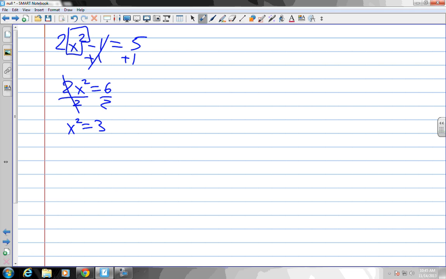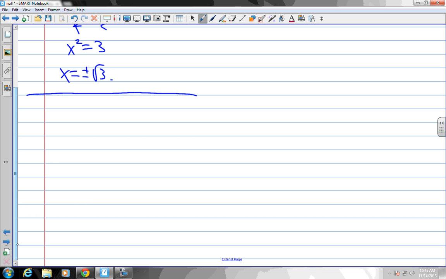So I'll isolate the square term, and then just take the square root of both sides, so x equals plus or minus the square root of 3, and we're done. Right? But again, it only works if all the variables are inside the square. So let me show you an example that wouldn't work with factoring. Yes, that's an important example.